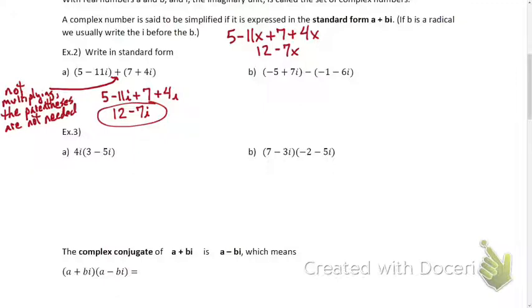2b is very similar, except you do need to deal with that negative because there's a negative outside the parenthesis. So I got to flip signs. So I get plus 1 plus 6i. And then I combine like terms. So we get negative 4 plus 13i.